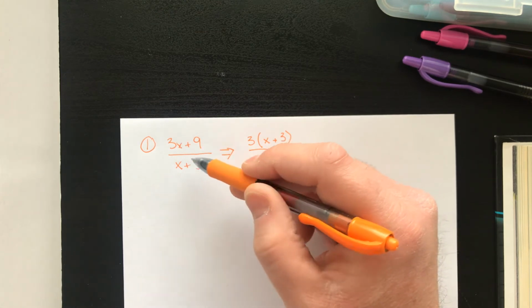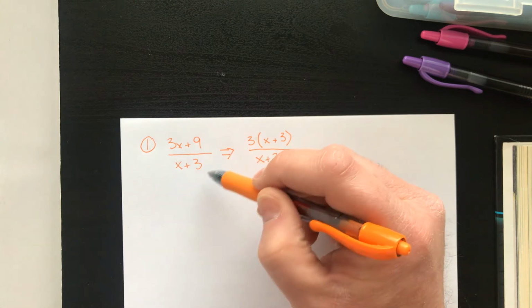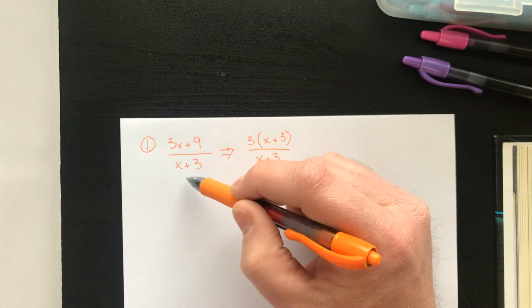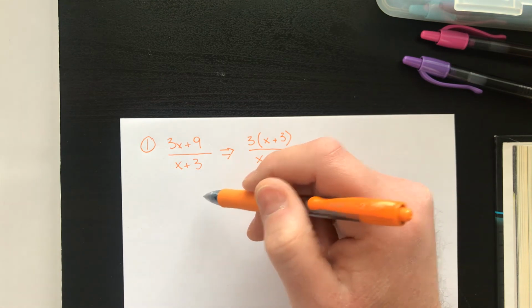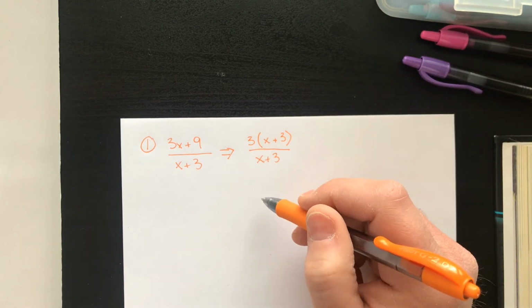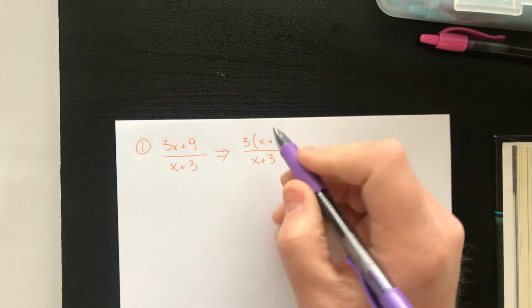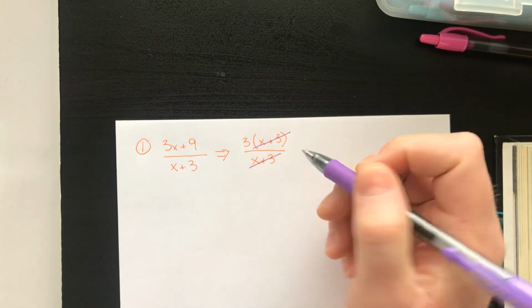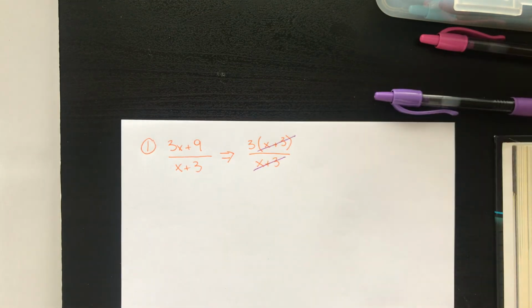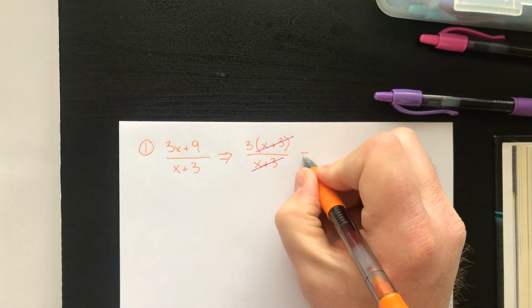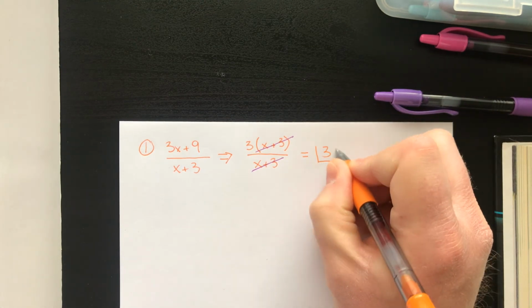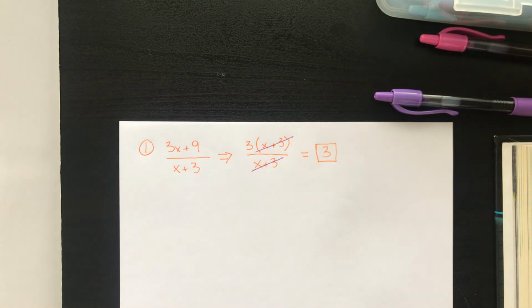We have plus signs. You need the entire term, which is x plus 3, to be canceled with something, preferably x plus 3, which is why we had to factor the numerator first. So you can now see with this problem, we can cancel x plus 3 and x plus 3, and we're just left with a 3 in the numerator. So our answer is 3.